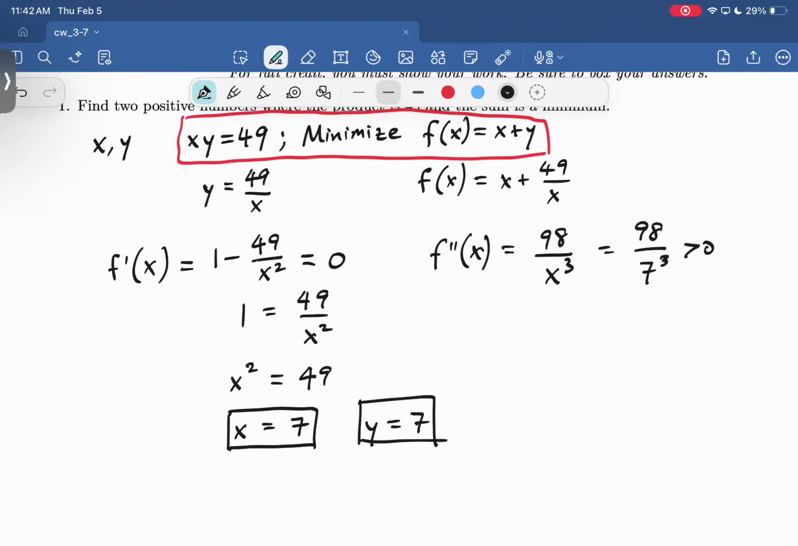All right. So whenever you guys have a product, the sum is always minimized when each factor is the square root of the product. It's a general fact. Questions?